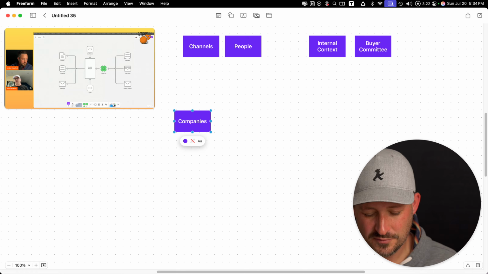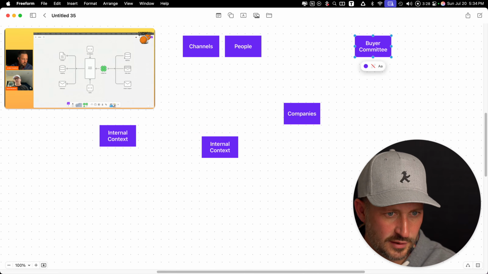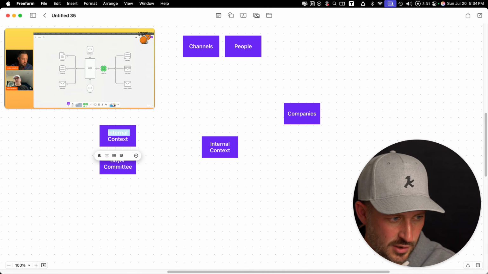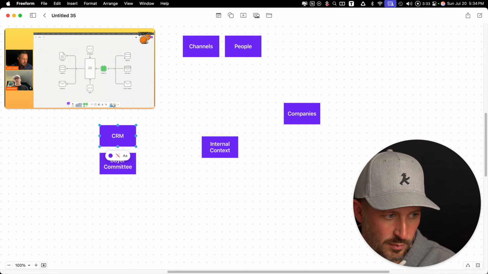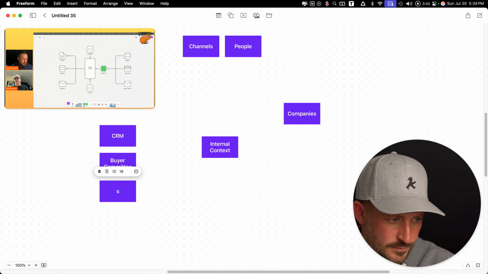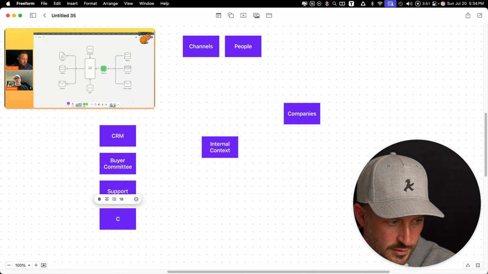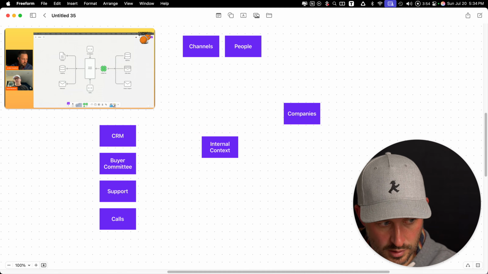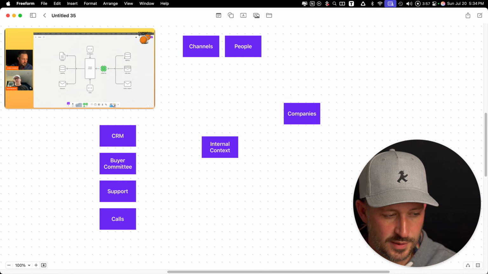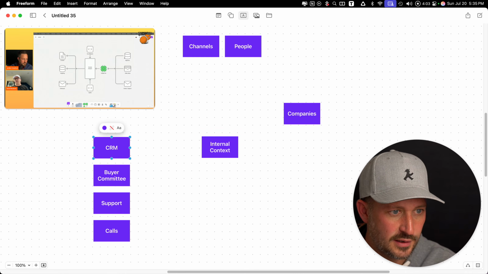Okay, and let's do from left to right what this looks like. So there's probably internal context, and let's actually name it. This is like CRM, buyer committee, probably also support. This is also probably calls. And the calls and the buyer committee stuff has to be linked. So this is basically your internal enterprise context.